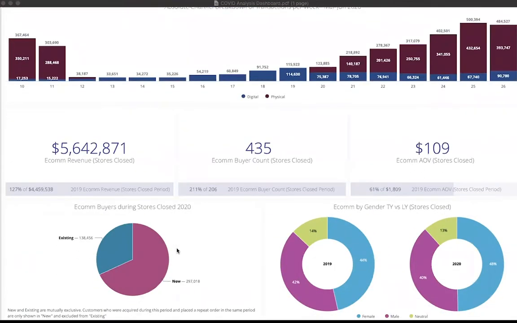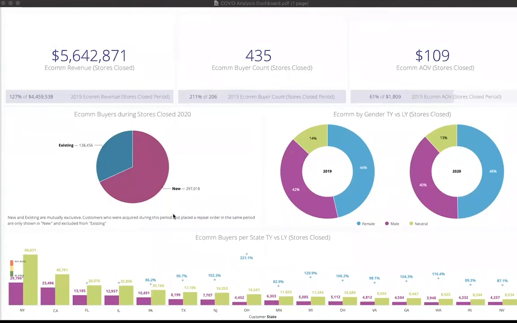Next, we shift our focus to e-commerce only. So we're looking at the metrics of online transactions, their revenue when stores were closed, the buyer count and average order value, and a comparison with last year's online metrics of the same period.